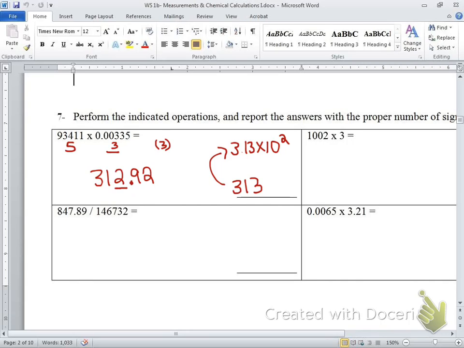How many sig figs in the number 847.89? 5. How many in that other number? 6. Your answer is going to have 5. So that's what I'm going to mark it at, and then I will round it. Now, if this is not the final calculation, you mark it, and you don't round. You just keep going on with the calculation.